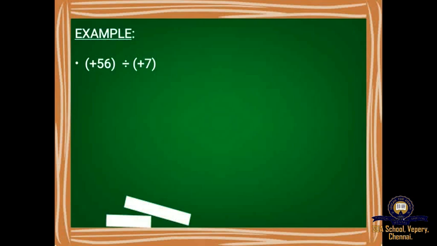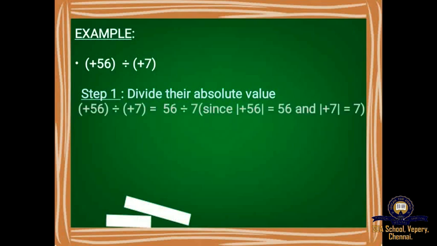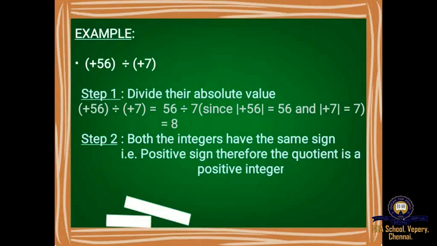Example, plus 56 divided by plus 7. First we have to find their absolute values and divide them. The absolute value of plus 56 is equal to 56 and the absolute value of plus 7 is equal to 7. So 56 divided by 7 is equal to 8. Step 2. Both the integers have the same sign, that is positive sign. Therefore, the quotient is a positive integer. So plus 56 divided by plus 7 is equal to plus 8.